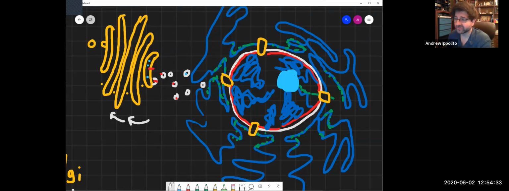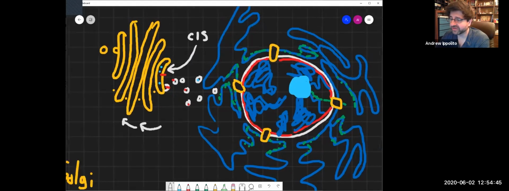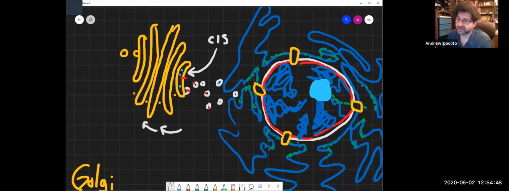And there's a name for the different faces. Okay, so the face that's closest to the nucleus, that's the cis face. Remember cis and trans? Same two words. Cis is close in this case. And then on the other side, this side of the Golgi is called the trans Golgi.